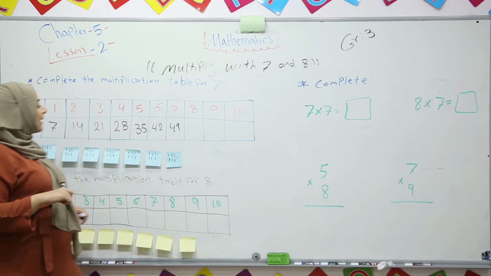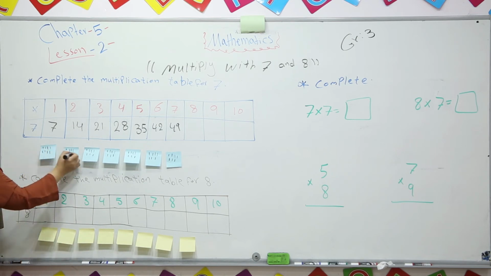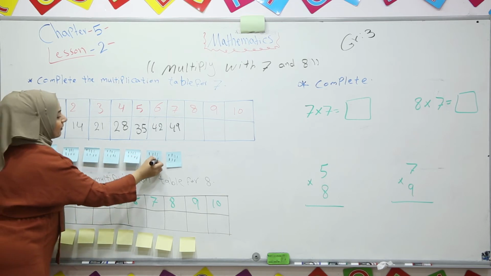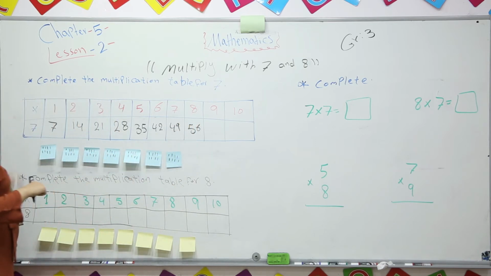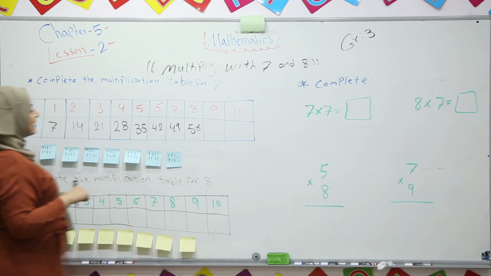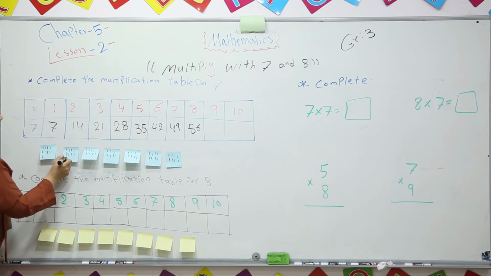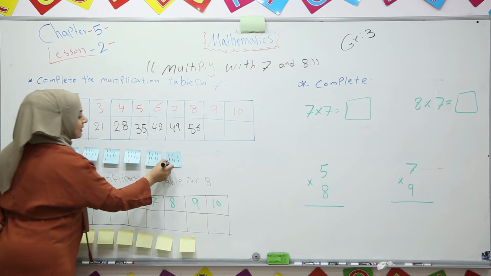7 times by 8, we have 7 groups of 8 objects, okay? 49, 50, 51, 52, 53, 54, 55, 56. So it is 56. 7 times by 9, 7 groups of 9 objects. Okay, we have 7 groups. Each group contains 9 objects. 56, 57, 58, 59, 60, 61, 62, 63.